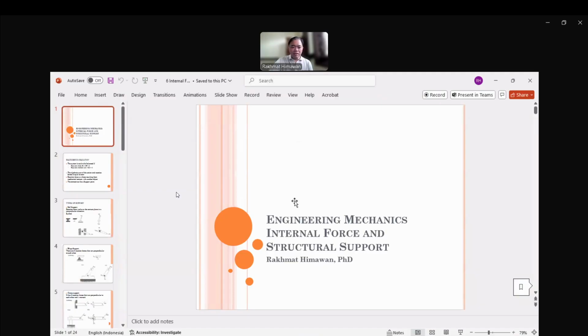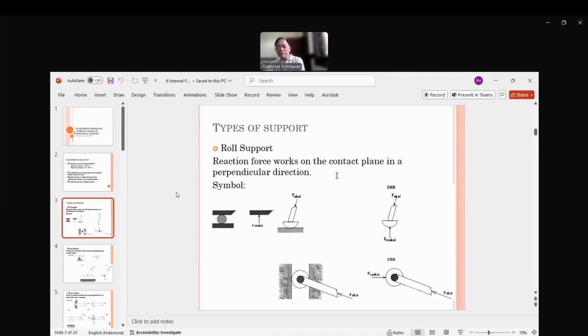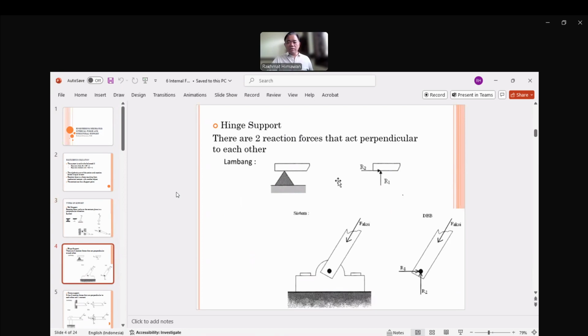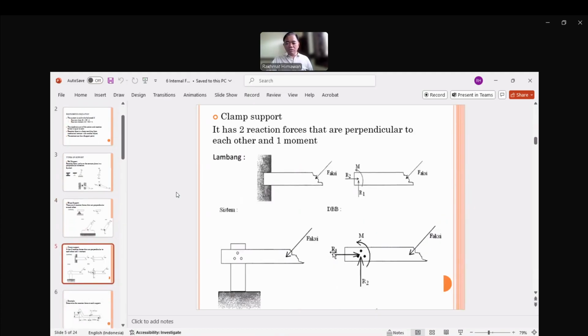And this one that we learned about: structural support, internal force and structural support. We have this roll support. Basically, we want to know what the reaction force of this is. Only one reaction, and it's perpendicular to the line of contact of this roll, while hinge support has two reactions, R1 and R2, in X and Y direction. And the last one is clamp support, which has two forces, R1 and R2, with an additional M to withstand the rotation effect of the force.